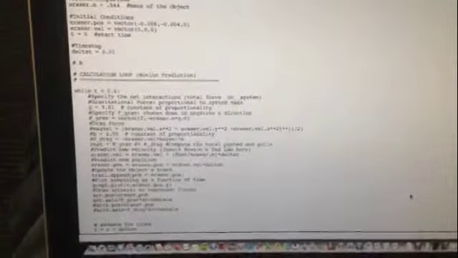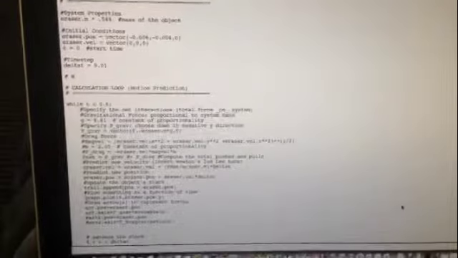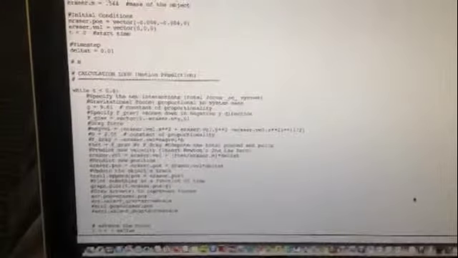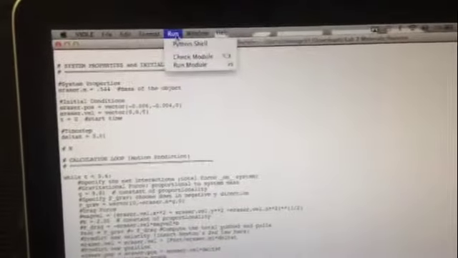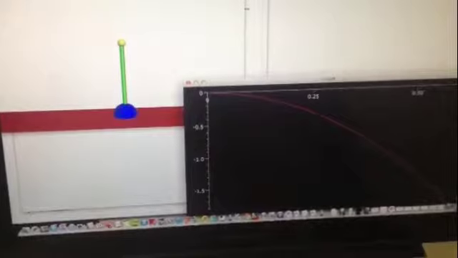So F-net would be based off the gravity, which is negative mg. So the negative mass of the eraser times the gravity constant, which is 9.81. We'll be using Newton's second law and the momentum principle. So once I click run, we should have a better idea of how this should go. As I run it, you can see that this one falls way farther than the one projected.